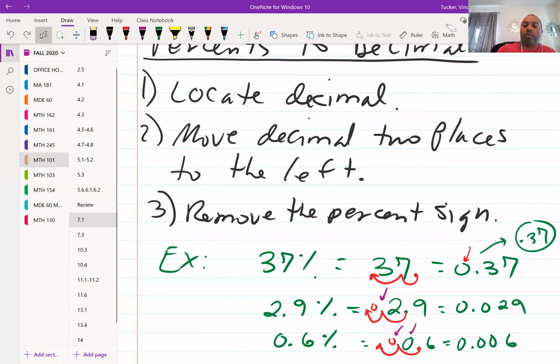And what I was emphasizing right here, whether you put a 0 in front, to the left of that decimal or not, doesn't matter, as long as it's 0.37. That's still the same number. So this 0 right here is not necessary. I'm just used to doing so.